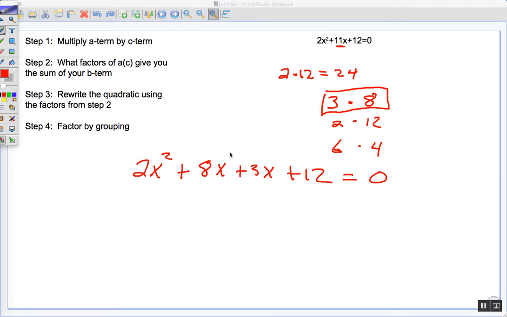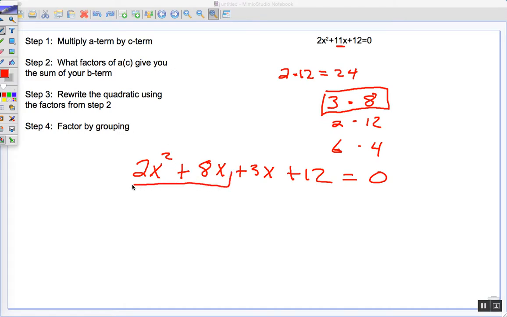Now it doesn't matter which of these you put first, but I like to put the terms together that seem to go better with one another. So 2 and 8, 2 goes into both 2 and 8, 3 and 12, 3 goes into both 3 and 12. It just makes it a little bit easier. So now we're going to factor by grouping.